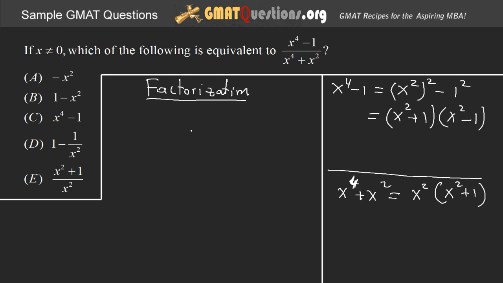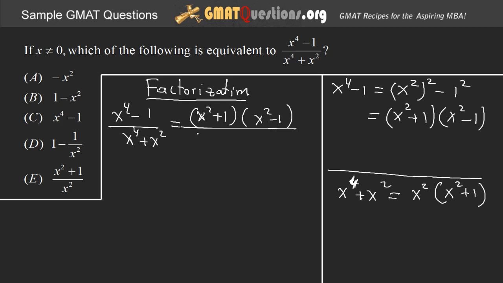So x to the power 4 minus 1 over x to the power 4 plus x squared, from the work we did on the right side, is x squared plus 1 times x squared minus 1, divided by x squared times x squared plus 1. And easily, I'm going to use a different color here, you can see that we can cancel out the x squared plus 1. It cannot be 0. So we can cancel it out.